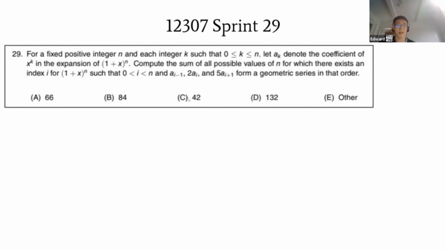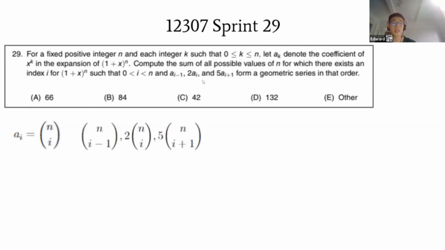So the first thing we're going to notice is that a sub I is exactly the binomial coefficient n choose I, since we are doing (1 plus x) to the n. So that means that n choose I minus 1, 2 times n choose I, and 5 times n choose I plus 1 form a geometric series in that order.